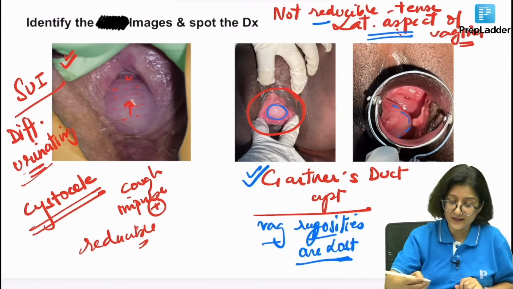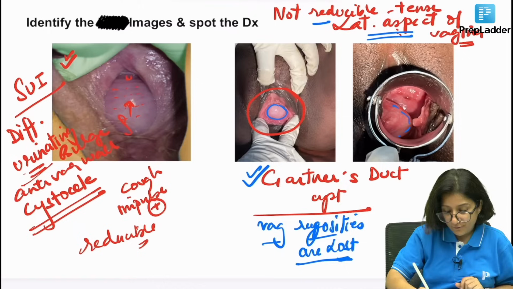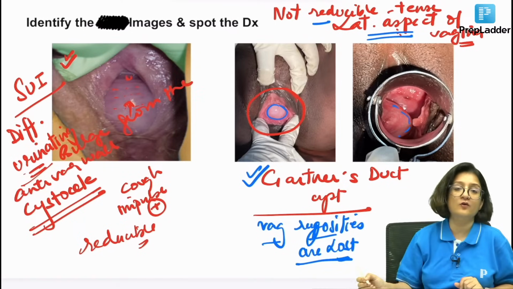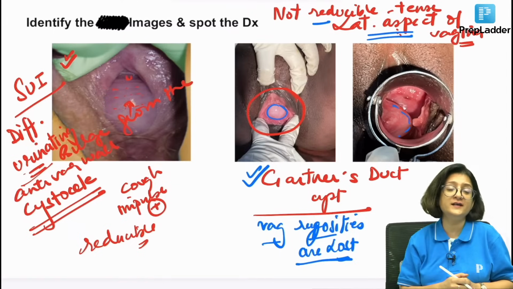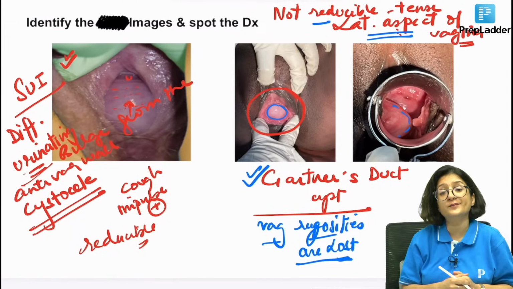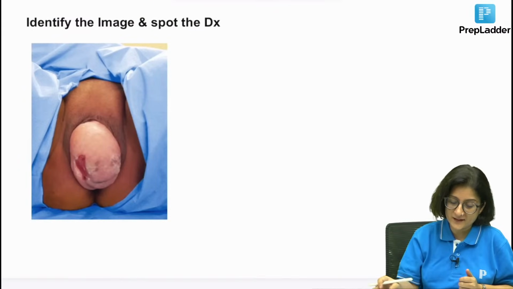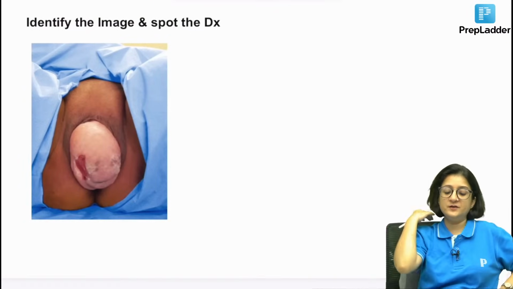And cystocele, they may tell you that there is a swelling arising from the anterior vaginal wall. There is a bulge from the anterior vaginal wall. That is how they will mention in the question. Okay, some clue they may give you in the question. Next image. Identify, in fact, this is the last image. Identify the image and spot the diagnosis.